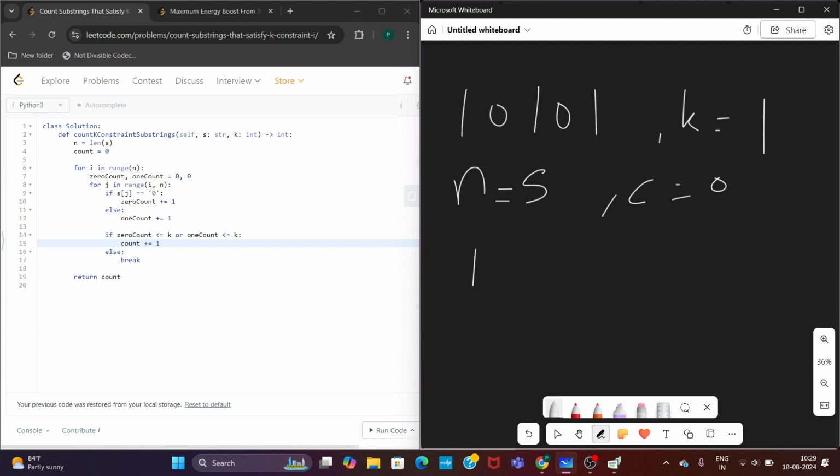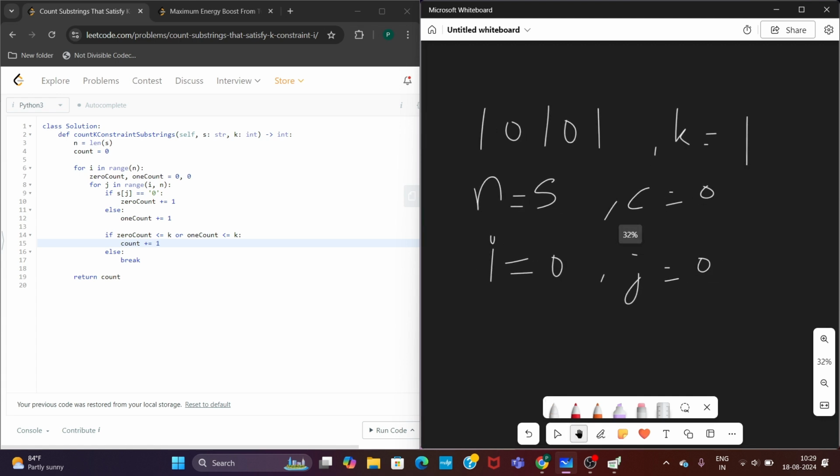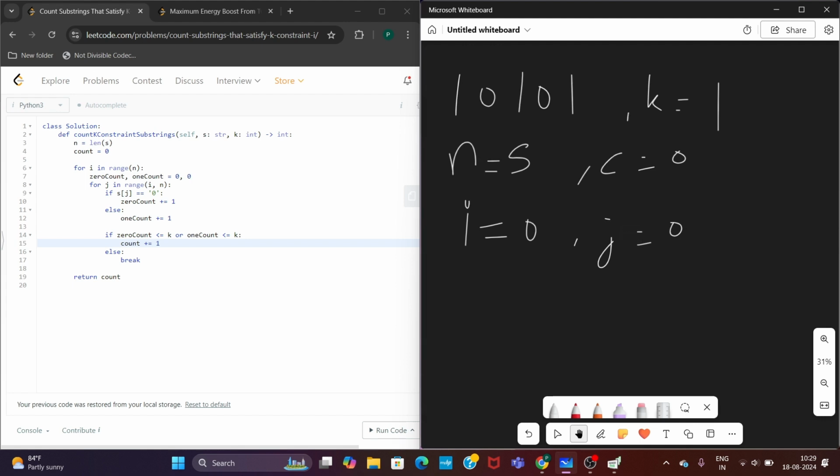So for each iteration, for iteration number 0, I am iterating from 0 to 5. For i equals 0, my inner loop will be from j equals 0. At j equals 0, the character is 1 over here. So in this case, my 1 count is incremented by 1.